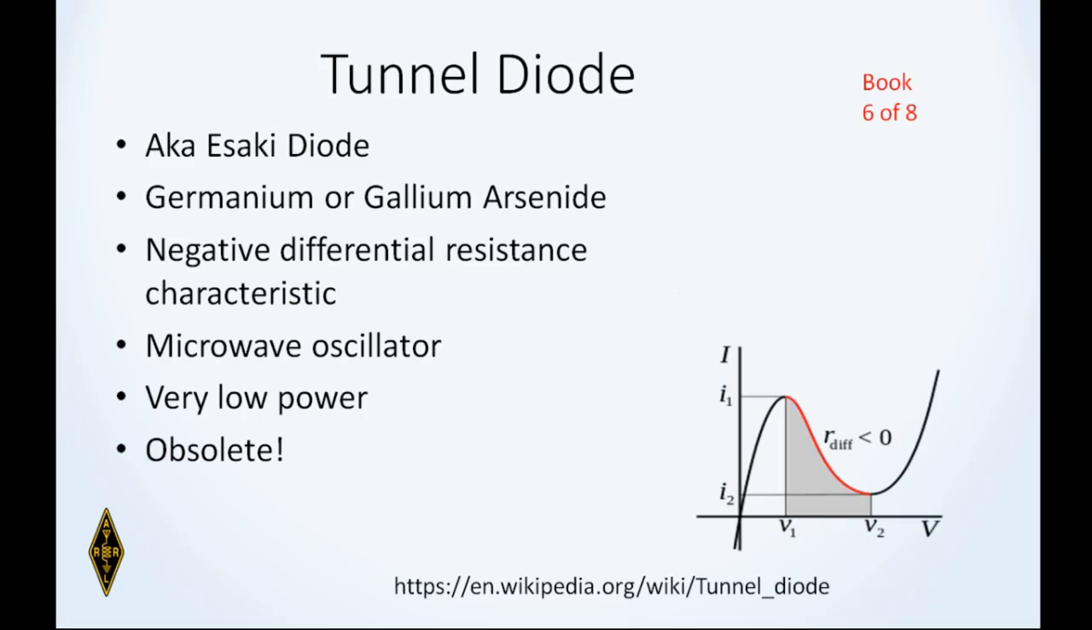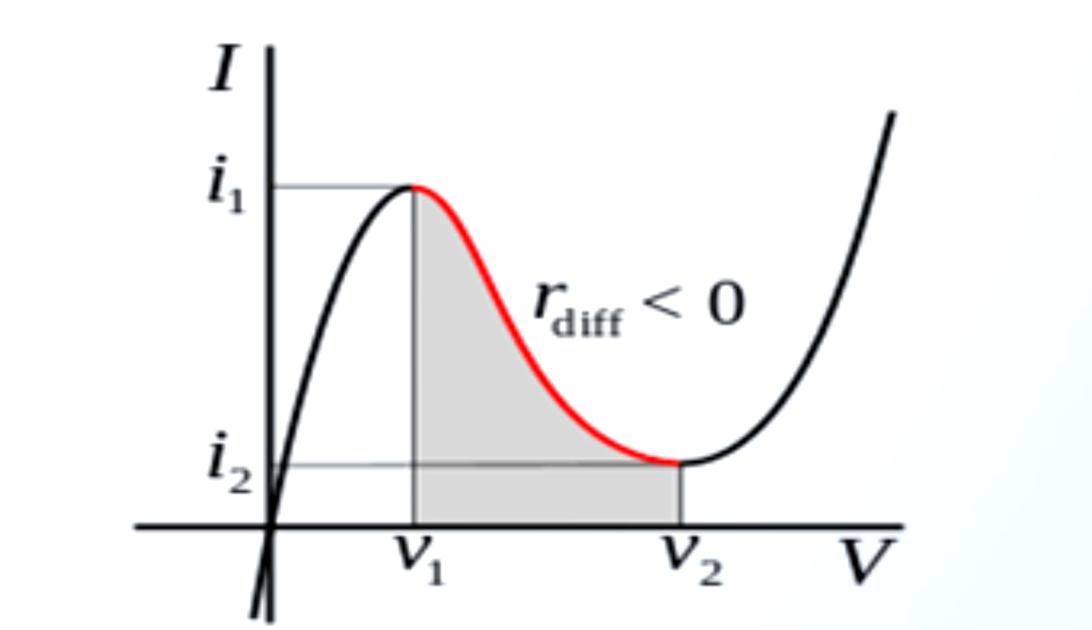And tunnel diodes, even though they're obsolete, we'll talk about them. They're also known as the Esaki diode. They're either germanium or gallium arsenide. They have something called negative resistance, or negative differential resistance. This is a diode that, when operated in a certain voltage region, actually has gain.